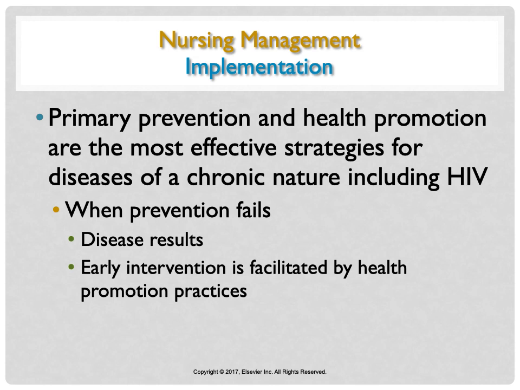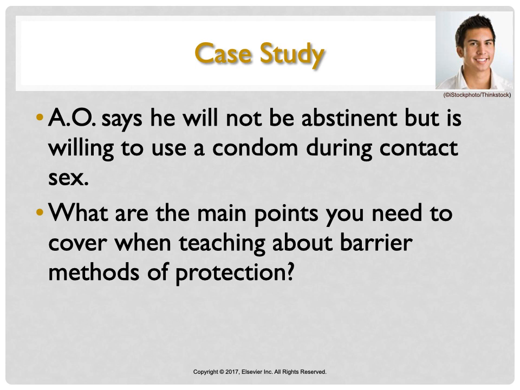Nursing interventions are based on and tailored to the patient's needs at every stage of HIV disease and can be instrumental in improving the quality and the quantity of their patients' lives. Our care plans need to be individualized and change as new treatment protocols are developed or as their disease progresses. So AO says he will not be abstinent, but is willing to use a condom during contact sex. What are the main points you need to cover when teaching about barrier methods of protection?